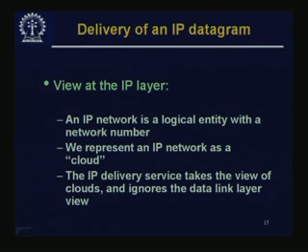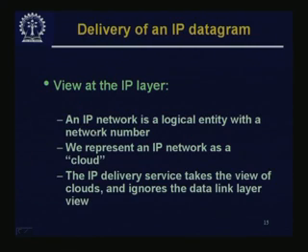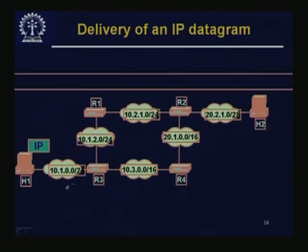In the view at the IP layer, an IP network is a logical entity with a network number. We represent an IP network as a cloud. The IP delivery service takes the view of clouds and ignores the data link layer view. That means the details of the actual switches etc. are in the data link layer view, whereas in the IP network view it will simply be a cloud. So, this is for the same network, this may be the picture with R1, R2, R3, R4. This is simply a cloud. What is inside is not important. What are important are all these network numbers. Each network has some number. We will come to this network number later on.